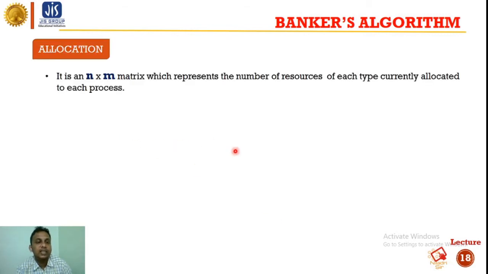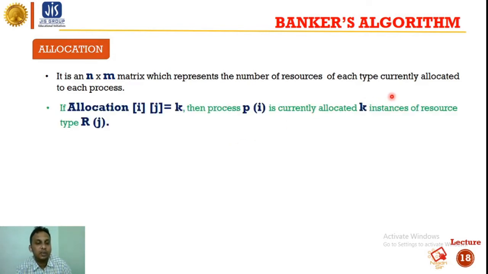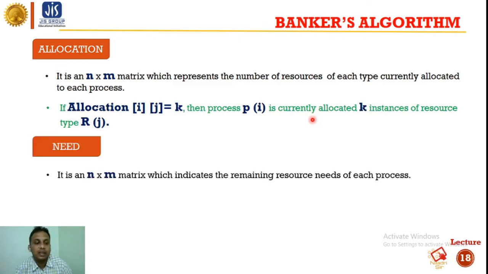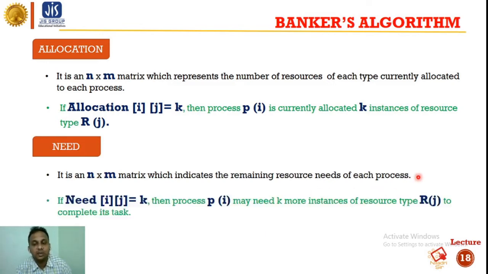Now Allocation. It is an n cross m matrix which represents the number of resources of each type currently allocated to each process. If Allocation[i][j] equals k, then the process Pi is currently allocated k instances of resource type Rj. Need matrix. It is an n cross m matrix which indicates the remaining resources that each process needs. If Need[i][j] equals k, then we can say that Pi may need k more instances of resource type Rj to complete its task.